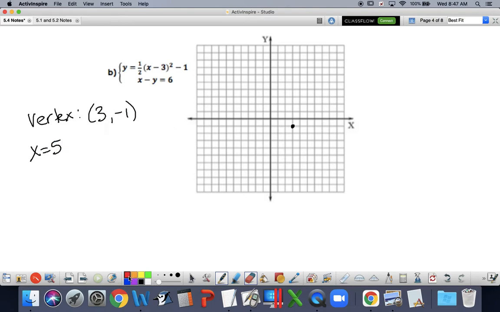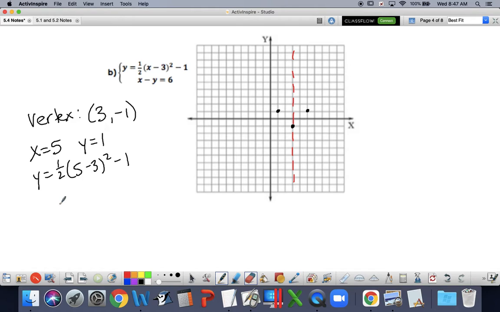We know our vertex is right here, so that tells me that's also where my axis of symmetry is on this line here. So I'm going to plug in x is equal to 5. So when I do that, I get y is equal to 1/2 (5 minus 3) squared minus 1. 5 minus 3 is 2. 2 squared is 4. 4 times a half is 2, and 2 minus 1 is 1. So I get that the point (5, 1) is on my graph. And then I'm going to reflect that over to the other side.